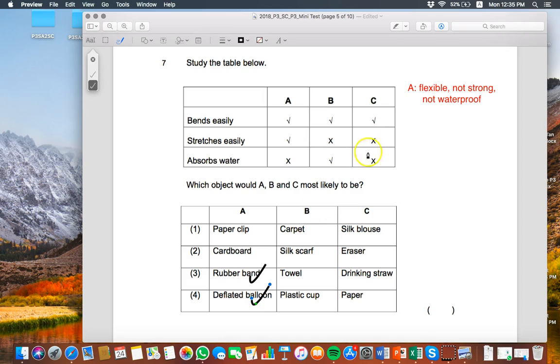Next, let's look at B. It is flexible. It does not stretch easily. And it is, sorry, A is waterproof. B is not waterproof.